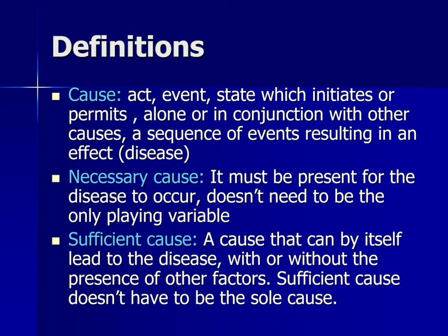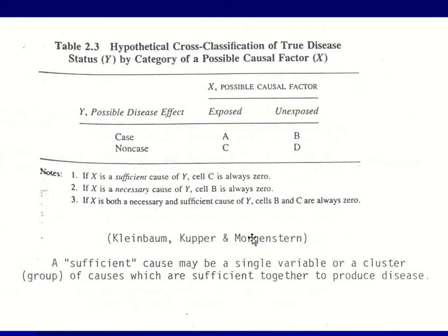So let's look at the second table. In this table, we are looking at X. Sorry, I'm showing you Y. Y as being the possible disease effect. So Y is your disease, and Y has two levels. Either the disease is present, and you have a case, or a non-case, and the disease is not present.